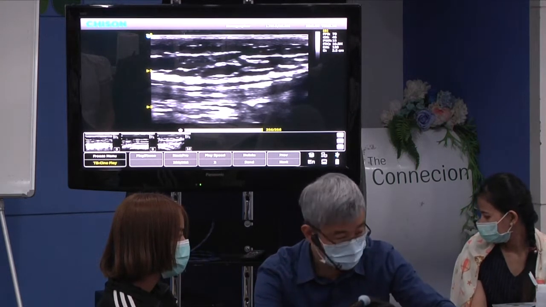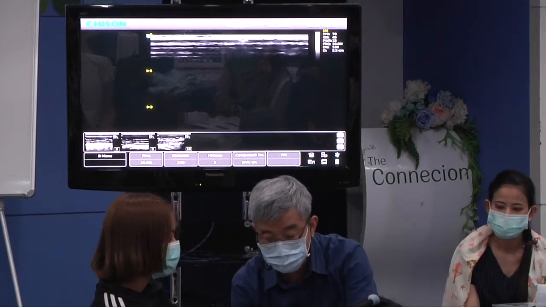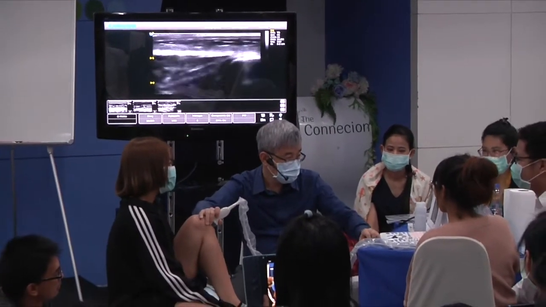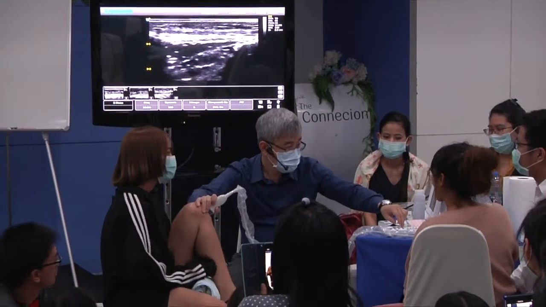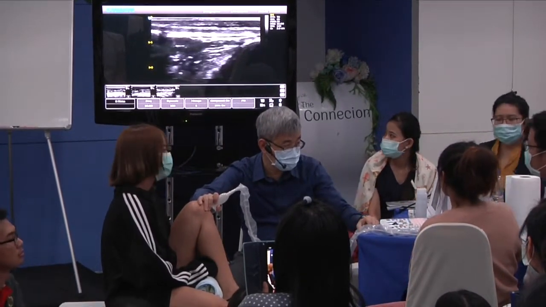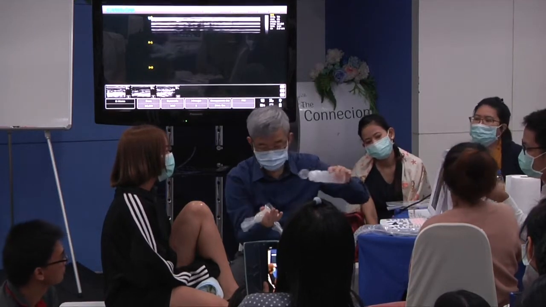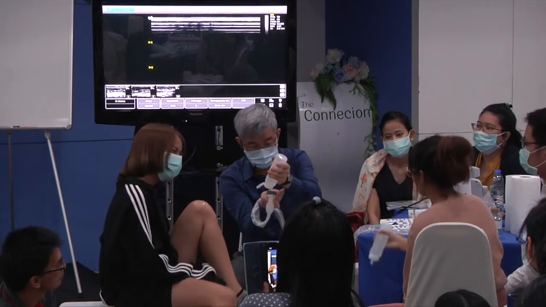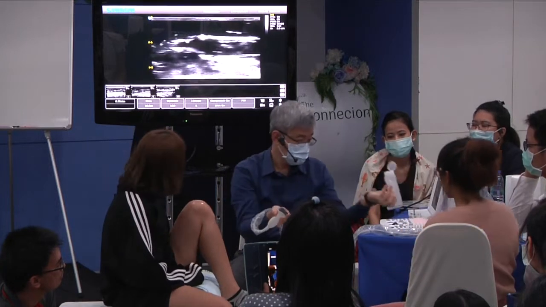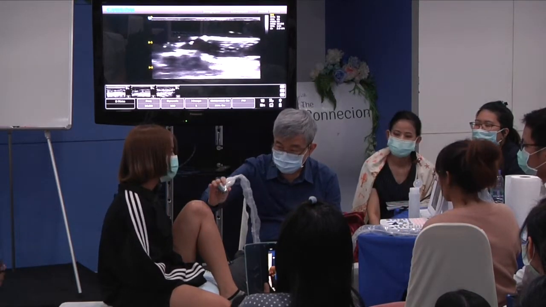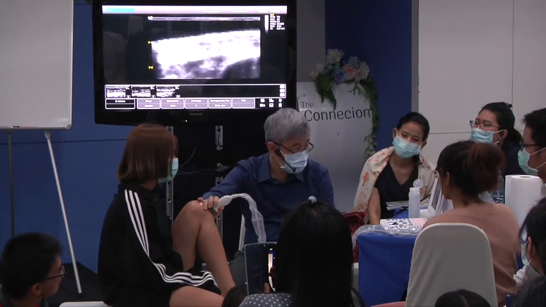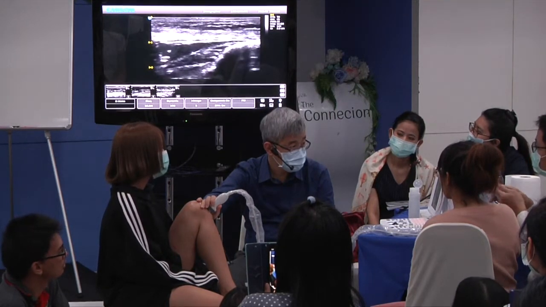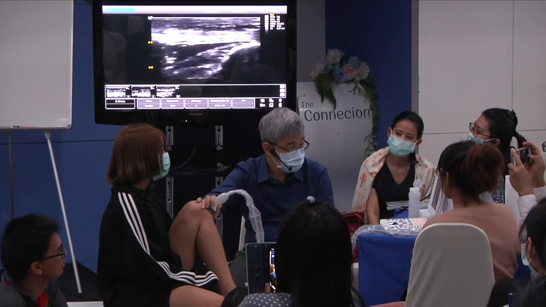Okay, then full flexed knee. If I cannot reduce the height of the window, the best way for me is using the floating technique and using the tilting scan.